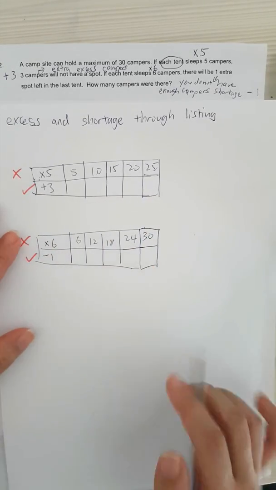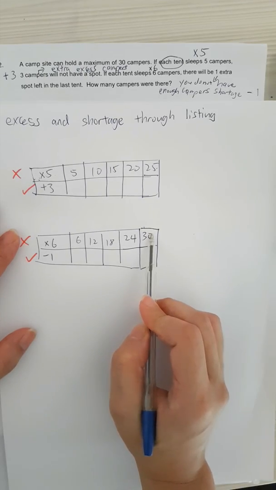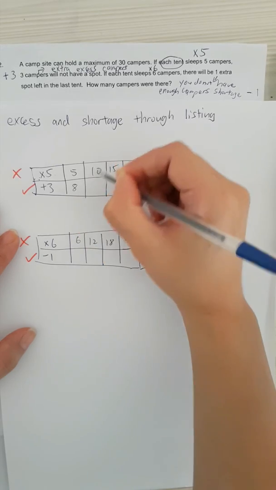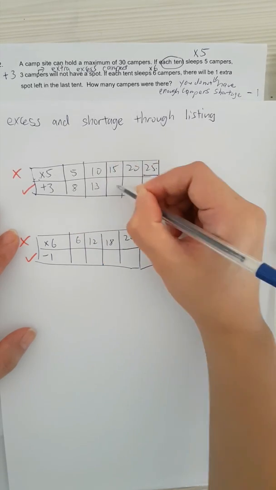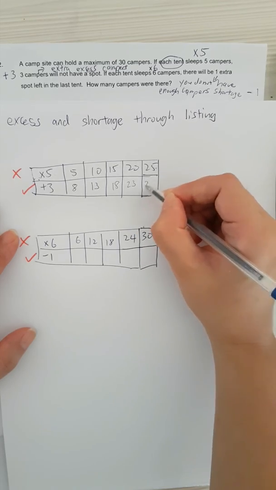What do I mean? Can you see? I only do the first part of the rule. Only the first part of the rule. Okay, so what happens is this. I will plus 3. So 5 plus 3, 8. 10 plus 3, 13. 15 plus 3, 18. 20 plus 3, 23. 25 plus 3 is 28.